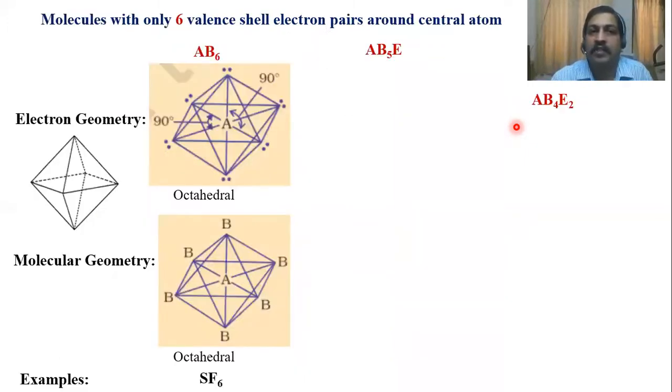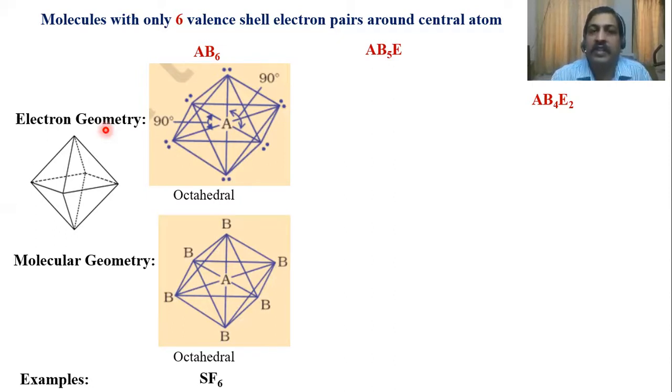Now let us consider molecules in which there are 6 valence shell electron pairs around the central atom. Such molecules can be of the type AB6, AB5E or AB4E2. First let us consider AB6 type molecules. The electron geometry is octahedral. The 6 electron pairs are oriented towards the 6 corners of a regular octahedron.